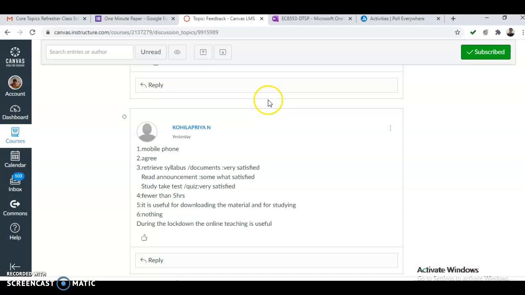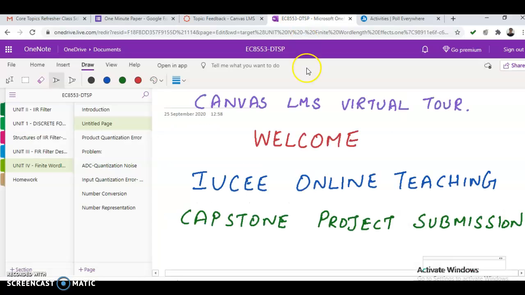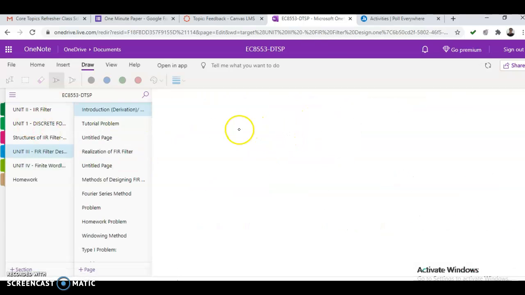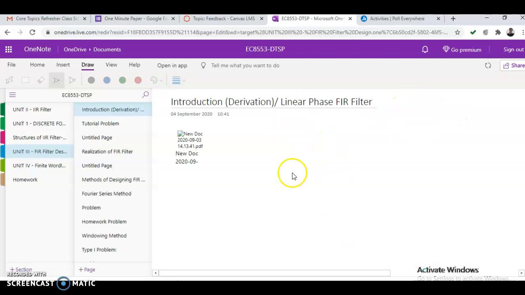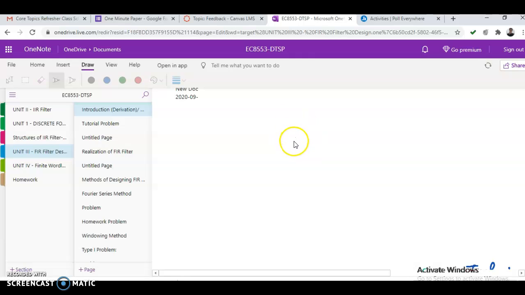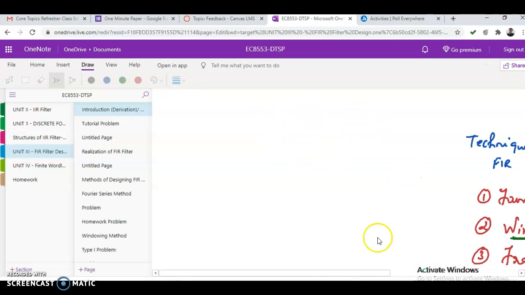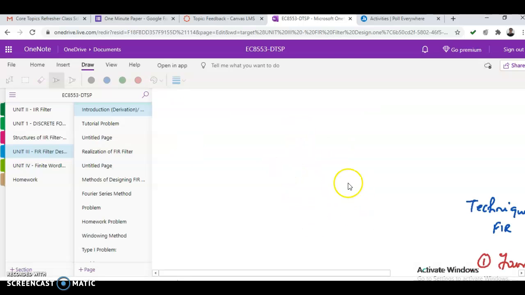The reflection on this IUCEE online teaching is that I learned a lot of new online teaching materials. The most likeable one is OneNote. This is very useful for my teaching. My handwritten notes are scanned and uploaded in this OneNote. The students can easily refer to it, and my explanation is written on the right side. It is very useful for my students. They feel it is very easy to study the derivations.